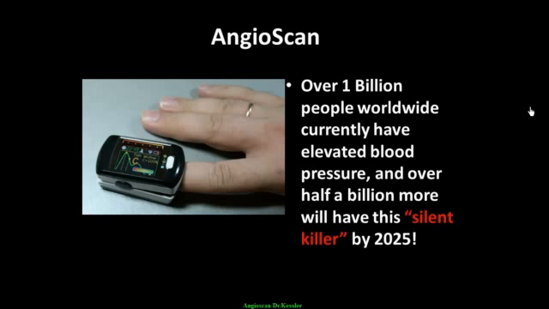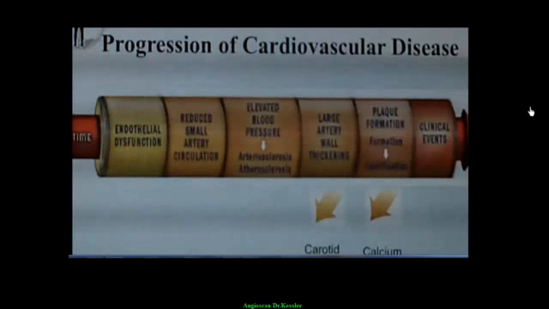So now, over 1 million people worldwide currently have elevated blood pressure, and over 500,000 more will have the silent killer by 2025. So we've got to have a way to prevent these problems way before they become something deadly. When we look at cardiovascular disease, if we're looking at this continuum here, and we're looking at clinical events down here where somebody has a heart attack, an MI, we need to be able to get to them, be able to see patterns way before they get over here.